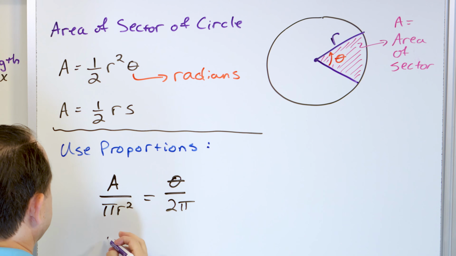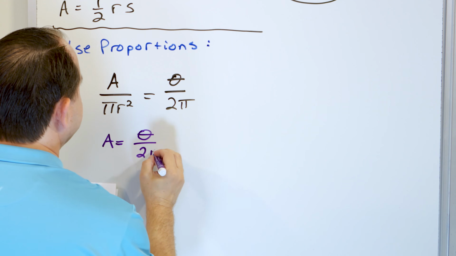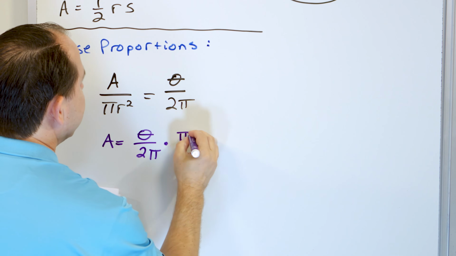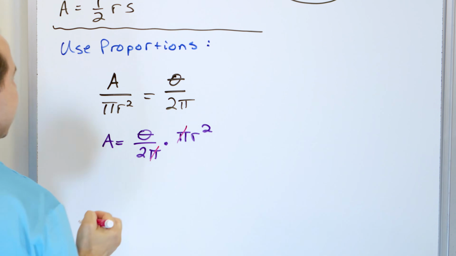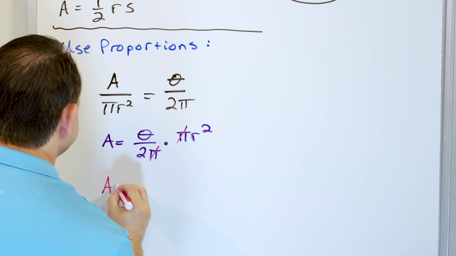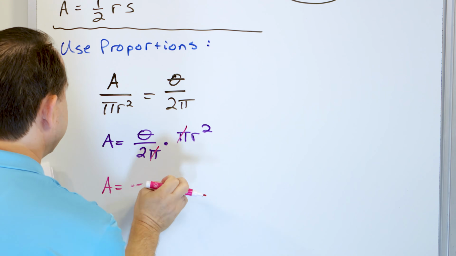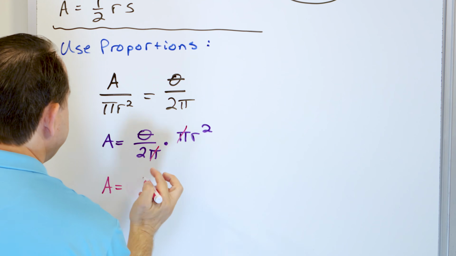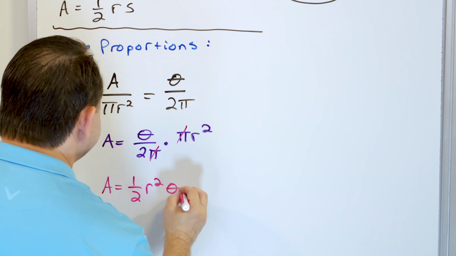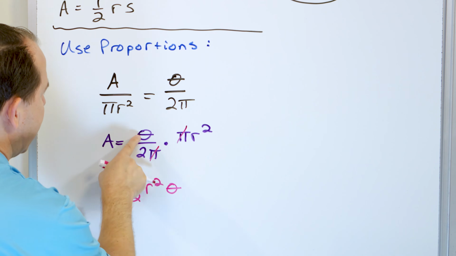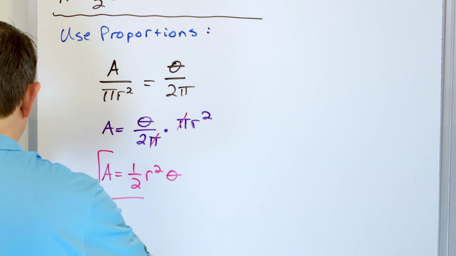So A is going to be equal to this whole thing, theta over 2 pi, and then we're going to multiply by pi r squared. Notice now that we have a pi on the top and a pi on the bottom, so we can get rid of that. Let's rewrite it. This 2 on the bottom, we're going to just pull out as a 1/2. And then the r squared, and then theta. So all I've done is rearrange the 1/2, then the r squared, then the theta. And this is exactly one of the formulas that I already wrote down there. So that is the first one.